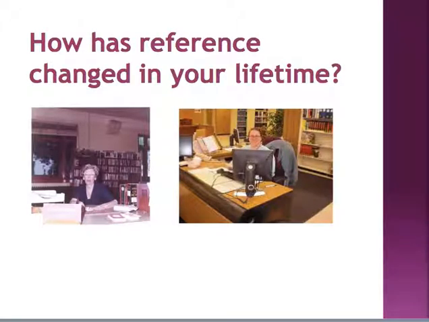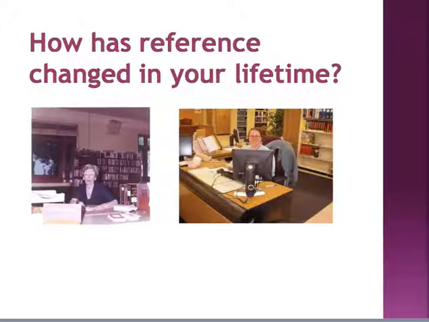So, one thing to think about, how has reference changed in your lifetime? These pictures are really an indication of how reference has changed in my lifetime to some extent. The woman on the left is wearing horn rimmed glasses, and I certainly know that the first pair of glasses that I got looked very similar. And of course, the woman on the right is much more modern with her computer.